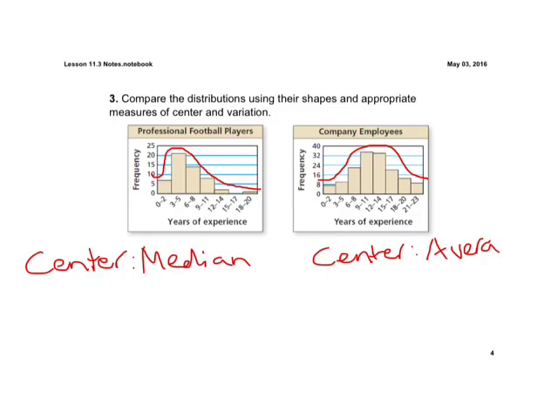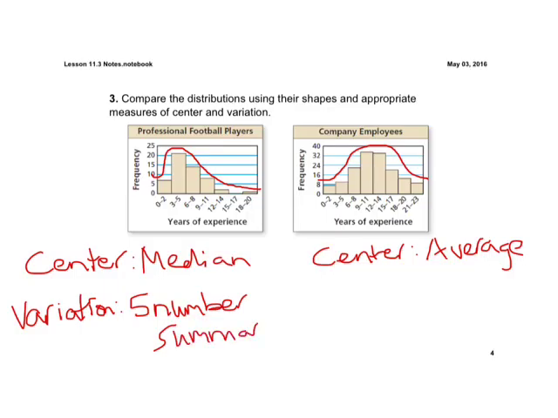And then for when it's skewed, so the left one, for our variation, we're going to use our 5-number summary. And on the right one, when it's a symmetrical graph, for our variation, we said we were just going to use our standard deviation. So I'll just abbreviate. We're going to use our standard deviation there. So depending on the skew, that's what we use for our measure of center and our measure of variation.